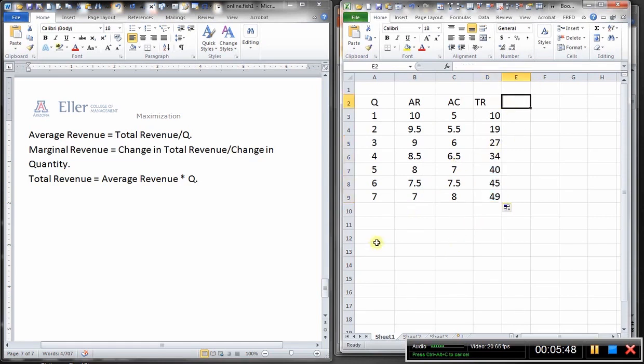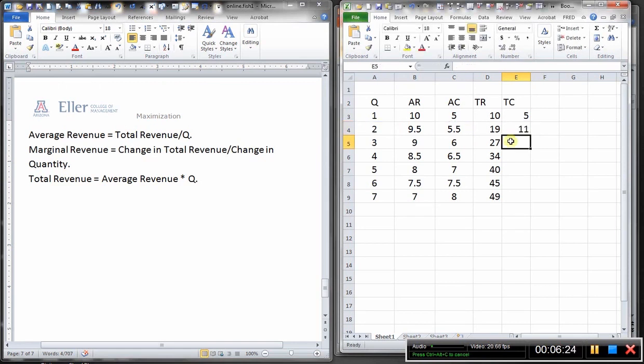You should take a moment and, if you haven't already done so, you should calculate total cost. Here's your total cost function. This is going to equal average cost, which is C3 in this case, which is equal to 5, times quantity, which is equal to 1, which is A3 in this situation. If you look at 2, it's going to equal 2, which is A4, multiplied by average cost, which is 5.5, which is also the same thing as C4.